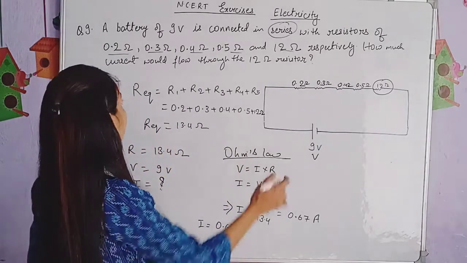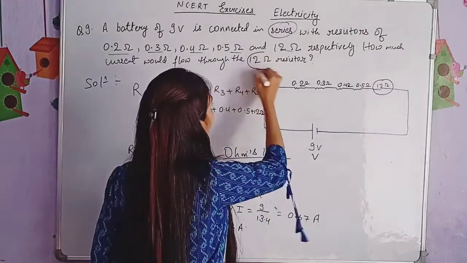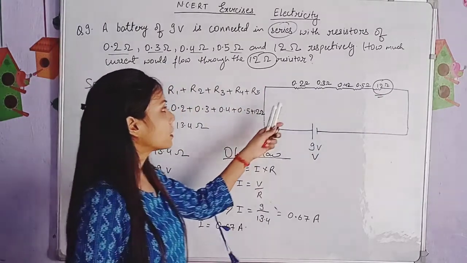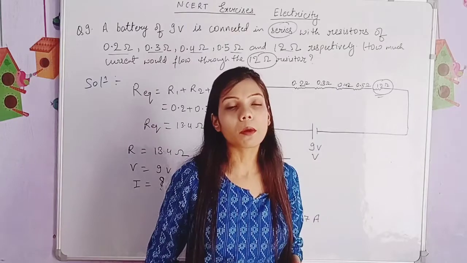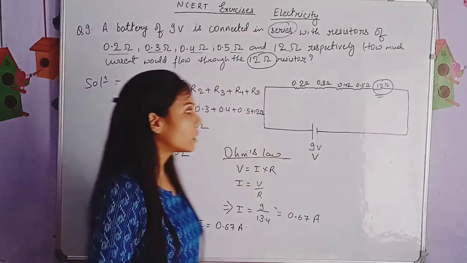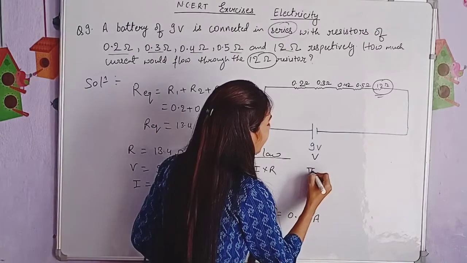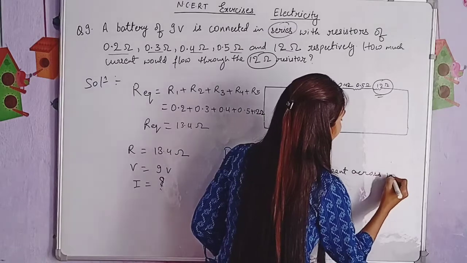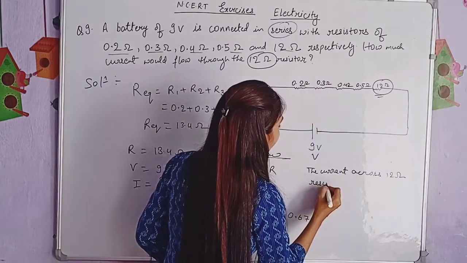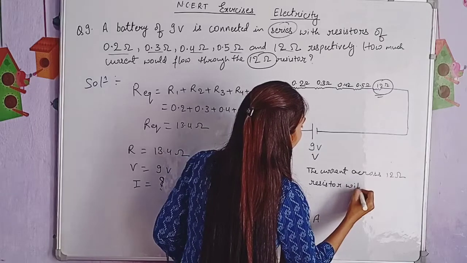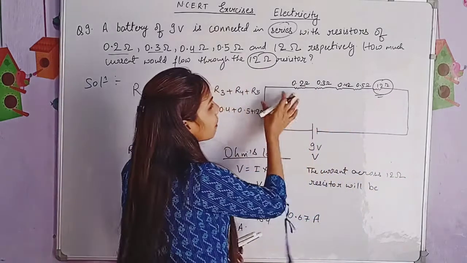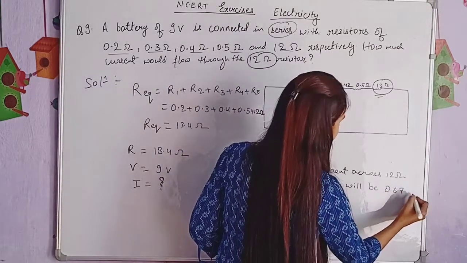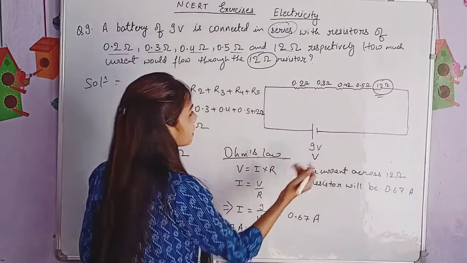But the question is how much current is flowing through the 12 ohm resistor, meaning how much current is passing through the 12 ohm resistor. We know that because this is a series combination, in a series combination the current never gets distributed. So our answer will be the current across the 12 ohm resistor will be the same as the current passing through all these individual resistances, which is 0.67 ampere. Okay, because this is a series combination.